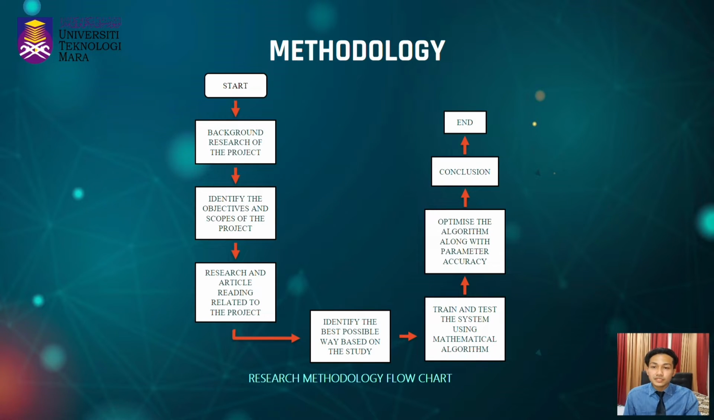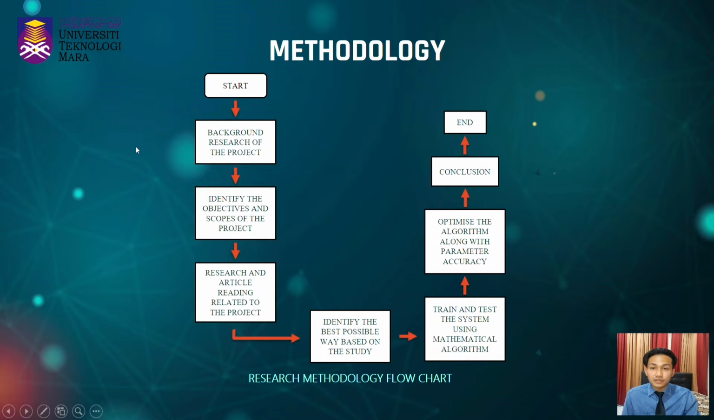Now, we proceed to the methodology of this project. In order to achieve the goals, there are a few steps that need to be done. This methodology process is based on article reading, tests on different variables, and comparing different results to study the performance of the developed convolutional neural network algorithm. And this is the research methodology flowchart.